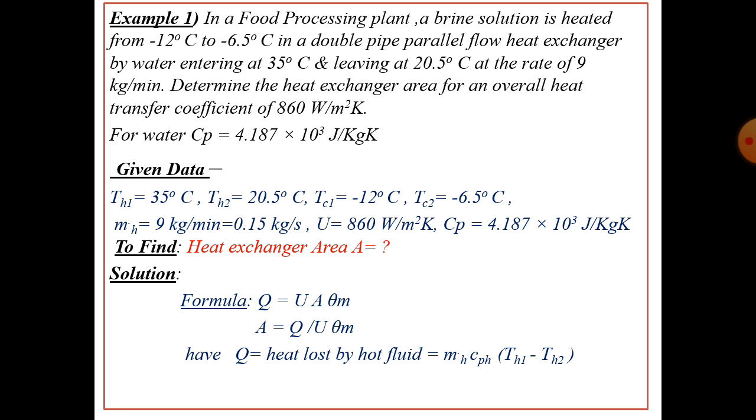Now let us write the given data in numerical form. Th1, that is temperature of hot fluid at inlet, that is the temperature of water at inlet, is given as 35 degrees Celsius. So Th1 is equal to 35 degrees Celsius. Th2, that is exit temperature of hot fluid, that is the exit temperature of water, is given as 20.5 degrees Celsius. Tc1, that is temperature of cold fluid at inlet, that is temperature of brine solution at inlet, is given as minus 12 degrees Celsius. Tc2, that is the exit temperature of cold fluid, is given as minus 6.5 degrees Celsius. So Tc2 is equal to minus 6.5 degrees Celsius.